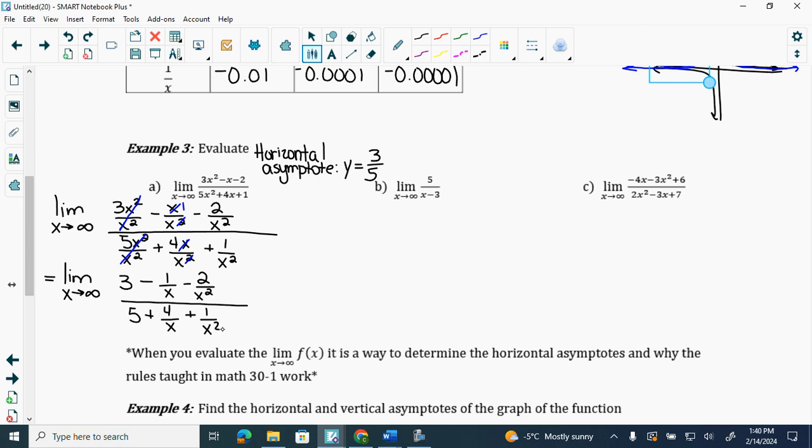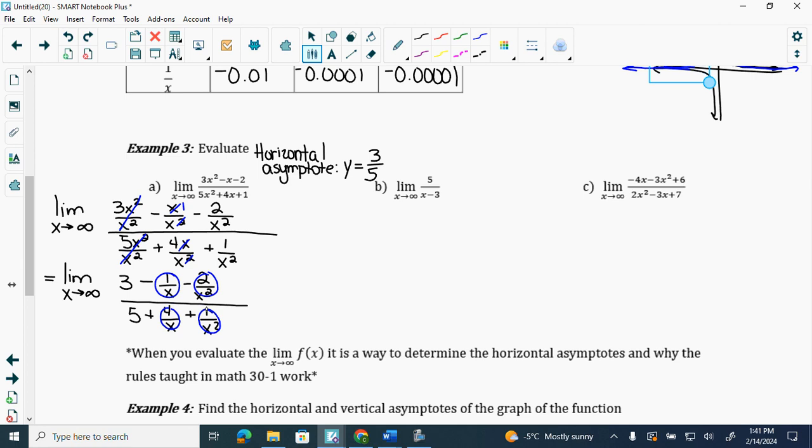Now I told you, any term that has a number over x, or a number over x squared, or a number over x cubed, or a number over x4, if I approach infinity or negative infinity, will turn to 0. Will it not? If I take the limit of each of those? So what's going to happen to this 1 over x? It's going to become 0. What about this one? 2 over x squared. 0 even faster. What about this one? 0. What about this one? 0. What's left behind?